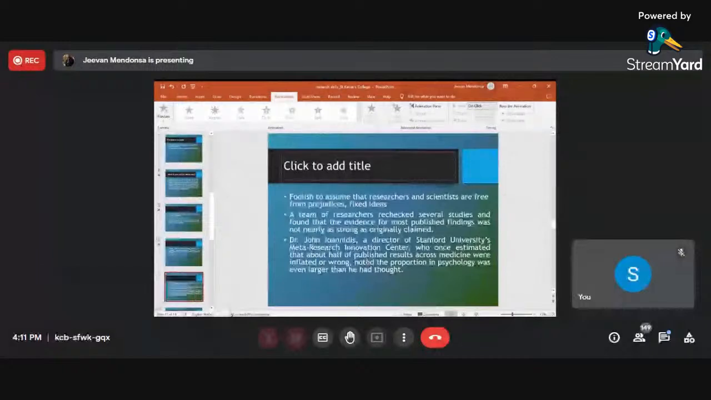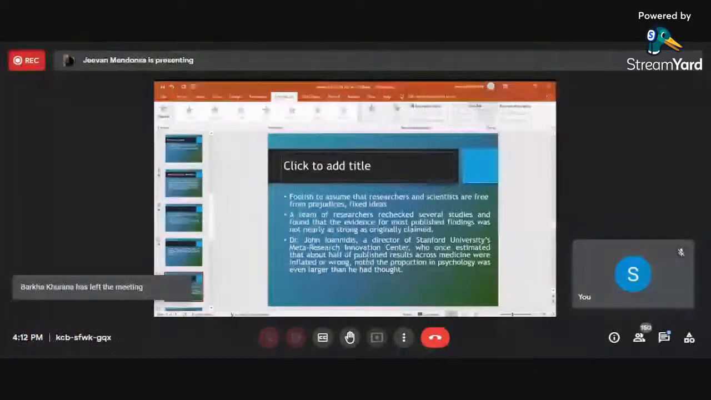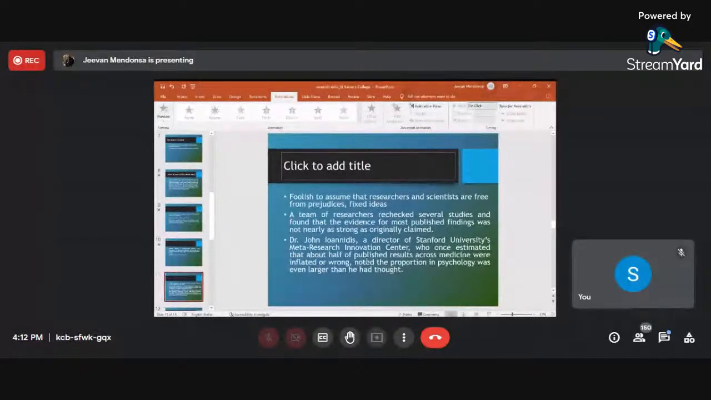Now, there has been an extensive study about lots of studies being done in the social sciences, okay? And which point out, as you see in the slide, I'm reading it, a team of researchers rechecked several studies and found that the evidence for most published findings was not nearly as strong as originally claimed. Mind you, these studies have been published in distinguished journals. And when a team rechecked, they found that it was not as strong.